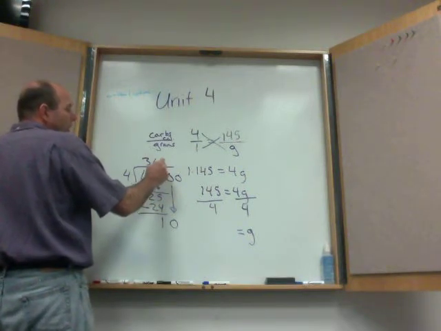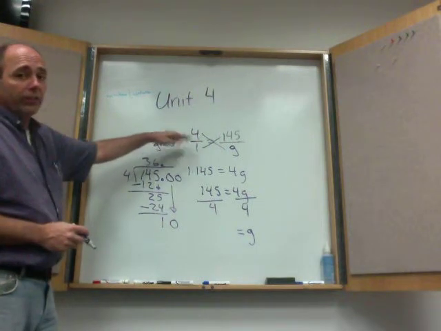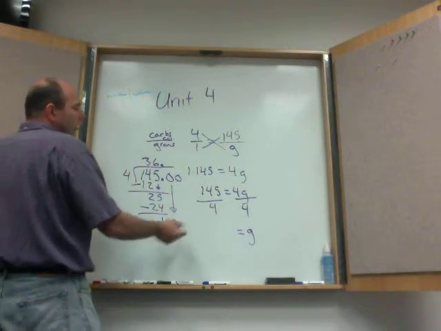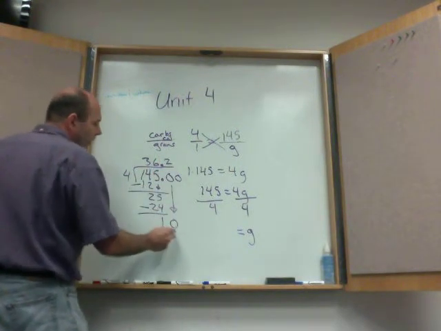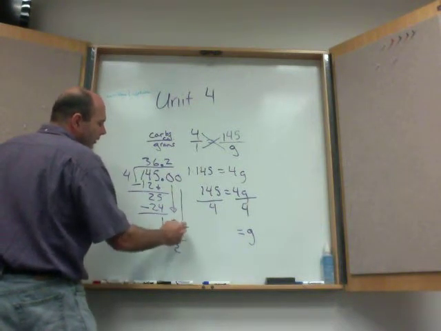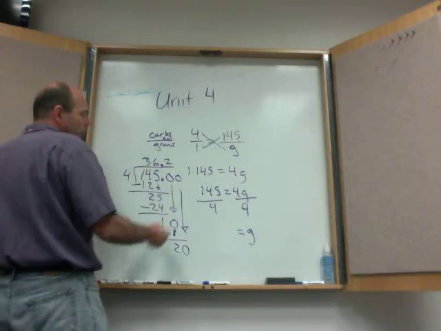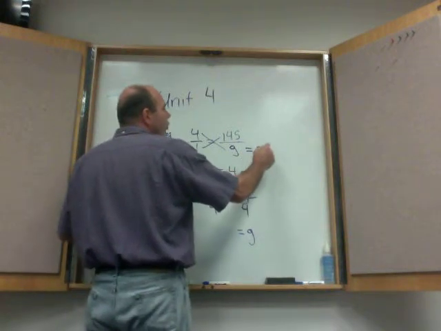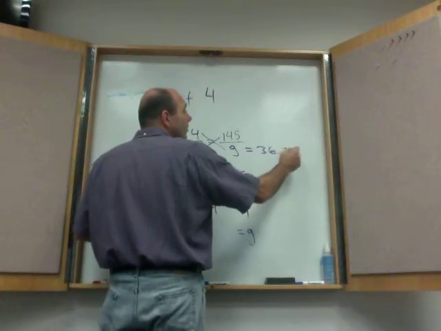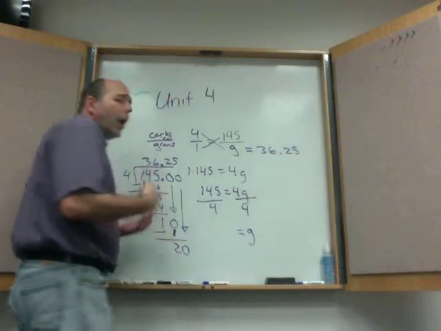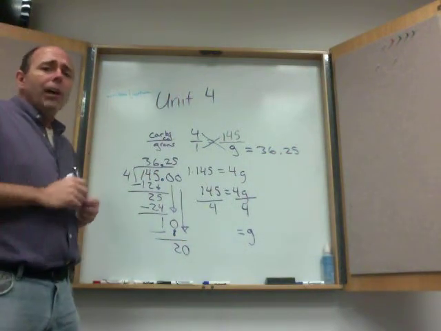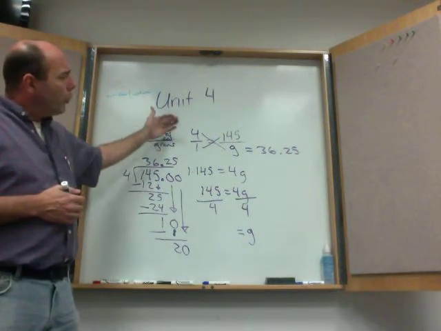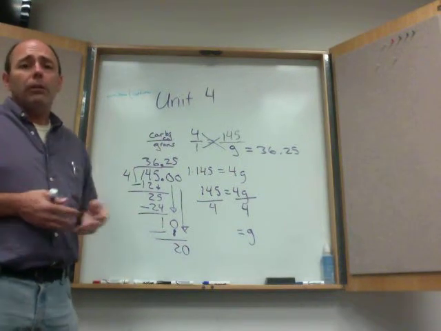Remember, don't forget your decimal, otherwise you'll give 36,000 some grams instead of just 36 and some grams. Okay, 4 goes into 10 2 times. Remainder of 2, bring down my last 0, and 4 goes into 20 5 times. So this patient can safely intake 36.25 grams of this food, and that's how I use calculating proportions and ratios with a nutritional application or a medical application.